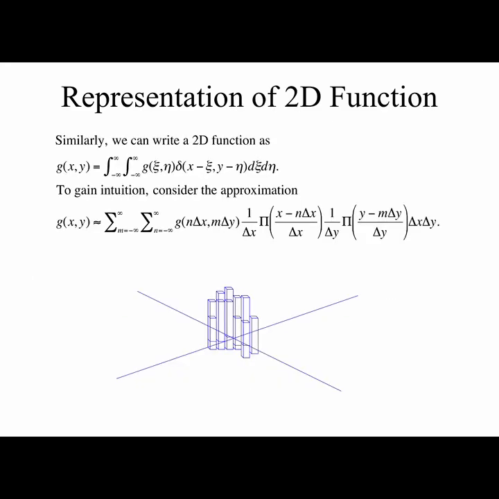Same thing with a 2D function. Now you have a double integral, you have g of xi eta, and then these are the shifted Dirac delta functions. You can imagine that if I drew little Dirac delta functions, any function could be represented as a bunch of little Diracs, each with a different weight.